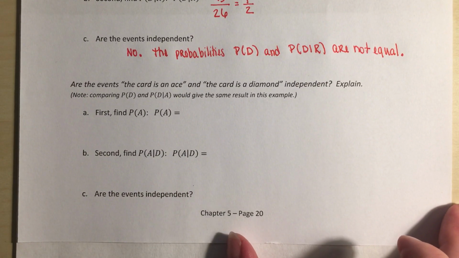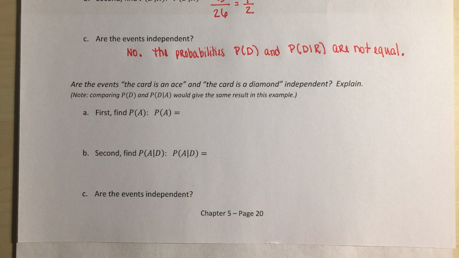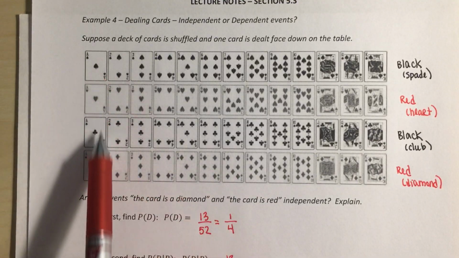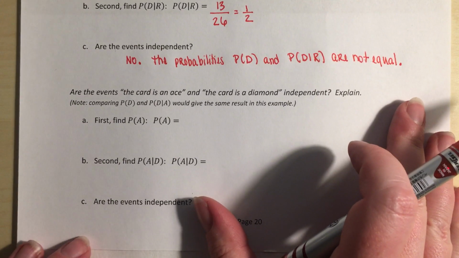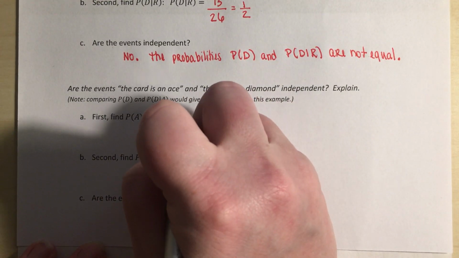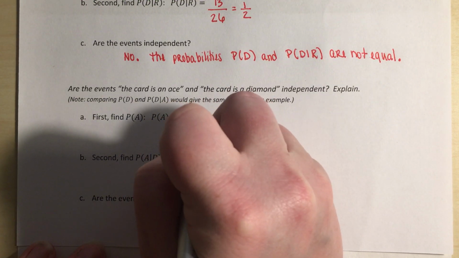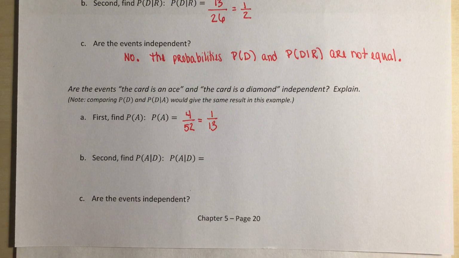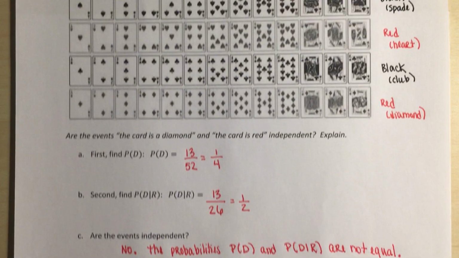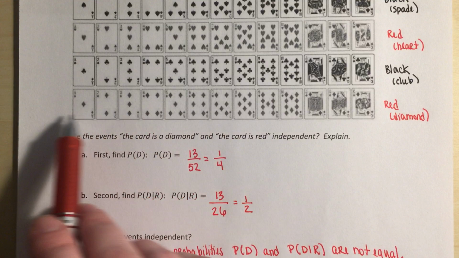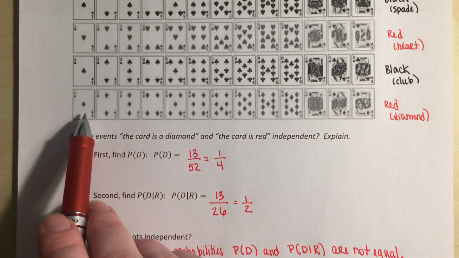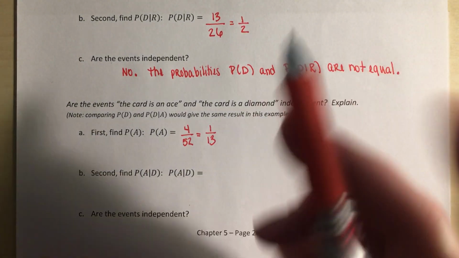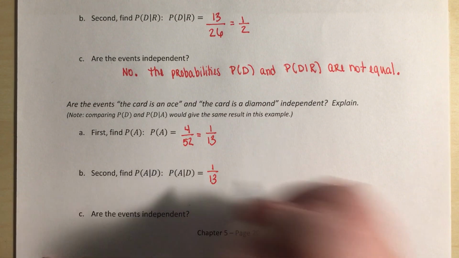Now let's do another one. Are the events the card is an ace and the card is a diamond independent? The card is an ace. Ace is another name for all of our cards that have just one single shape on them. So the probability that the card is an ace is 4/52. If we reduce that, we get 1/13. Now the probability that the card is an ace, given that it is a diamond. We restrict ourselves just to our diamond row, and we have exactly 1 ace of diamonds. So our probability here is 1/13.